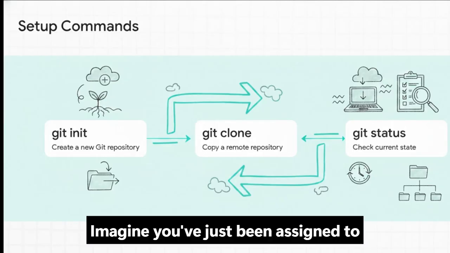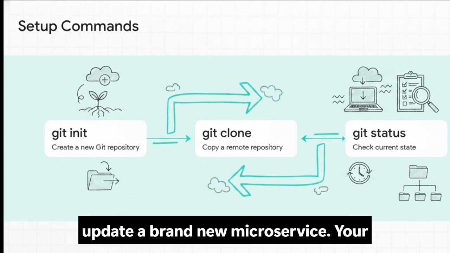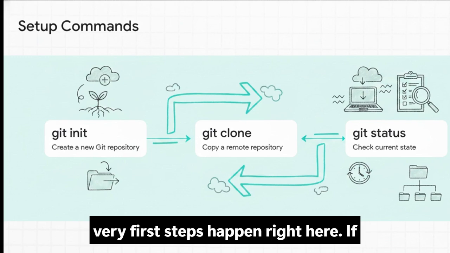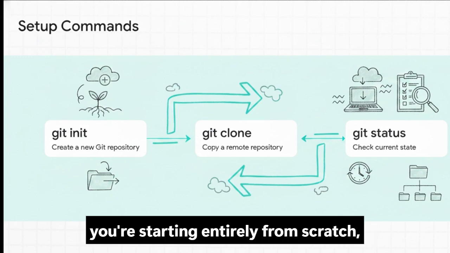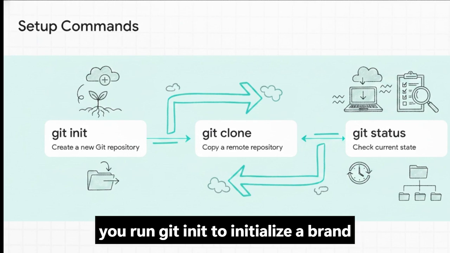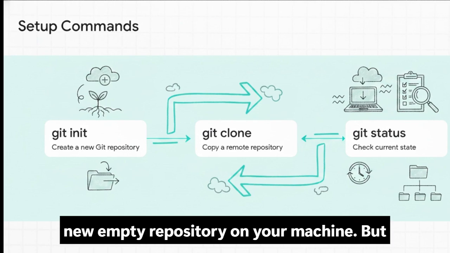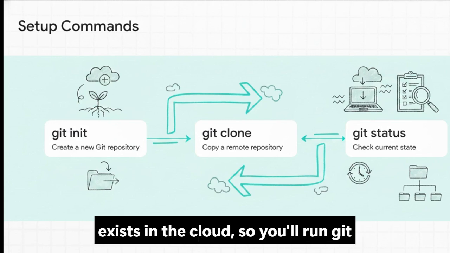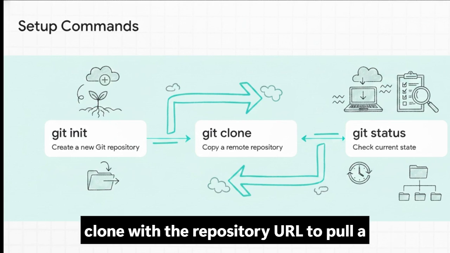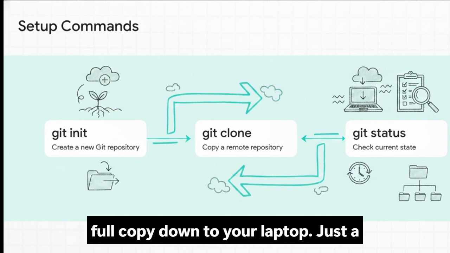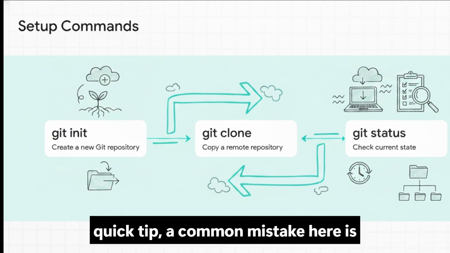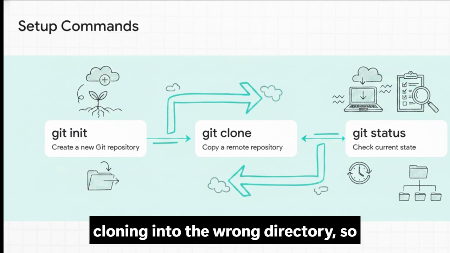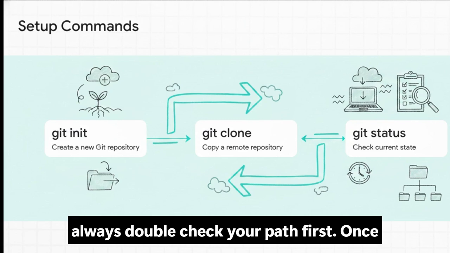Imagine you've just been assigned to update a brand new microservice. Your very first steps happen right here. If you're starting entirely from scratch, you run git init to initialize a brand new empty repository on your machine. But let's be real, usually the code already exists in the cloud, so you'll run git clone with the repository URL to pull a full copy down to your laptop. Just a quick tip, a common mistake here is cloning into the wrong directory, so always double-check your path first.